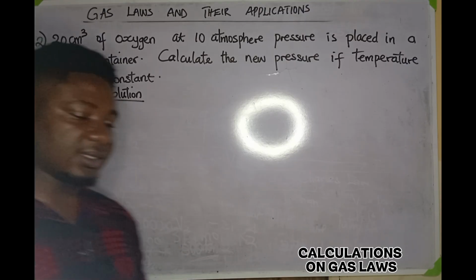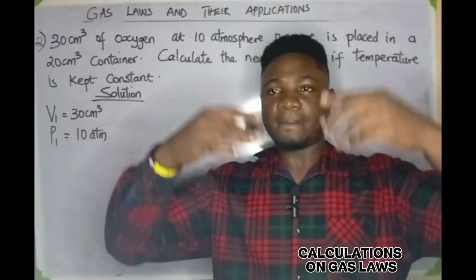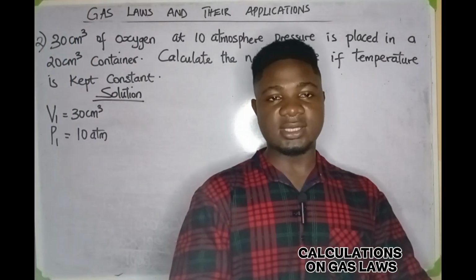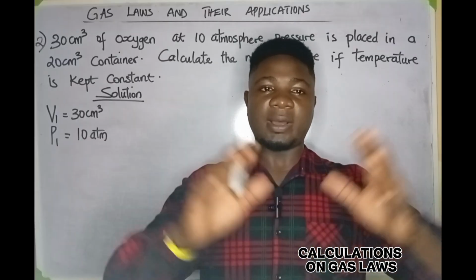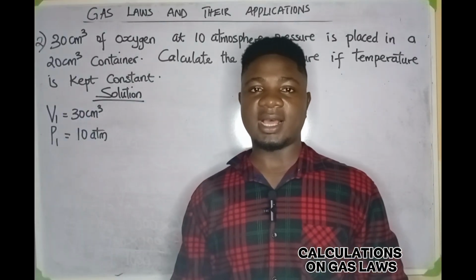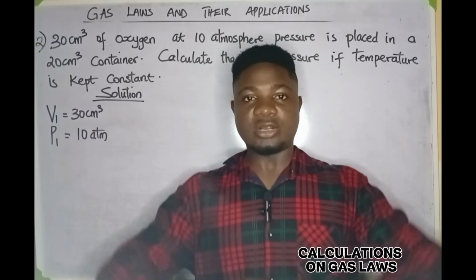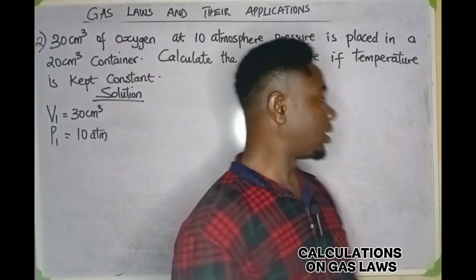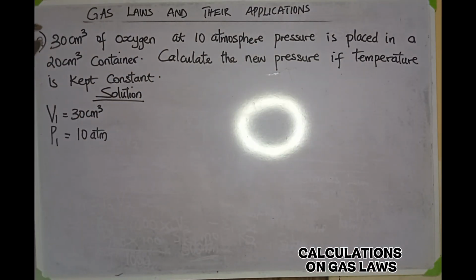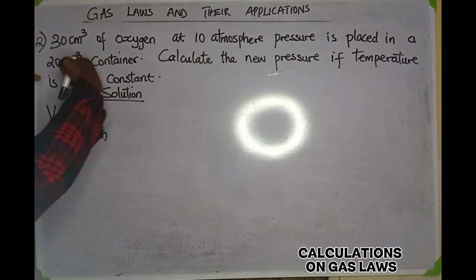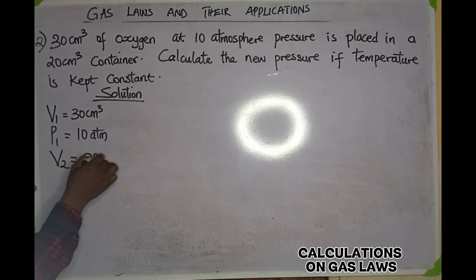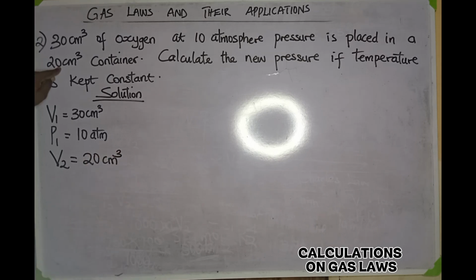Remember, one thing about gases is that gases take up the volume of their container. If you put a gas in a 20 cm cube container, the gas occupies that entire volume. If you put it in a 30 cm cube container, it still occupies that entire volume. In this case, the gas was taken from the 30 cm cube container and placed in the 20 cm cube container. It means the volume of the gas will change to 20 cm cube. That's the second volume. Calculate the new pressure, P2.